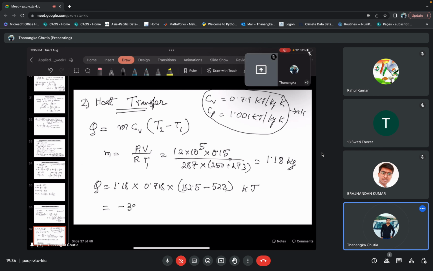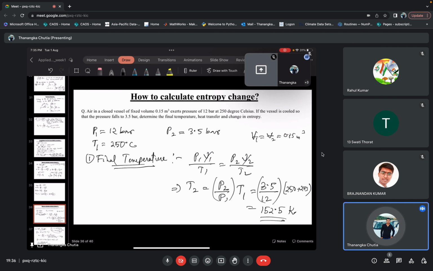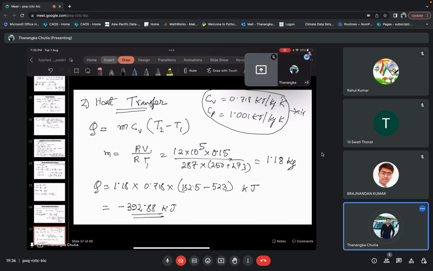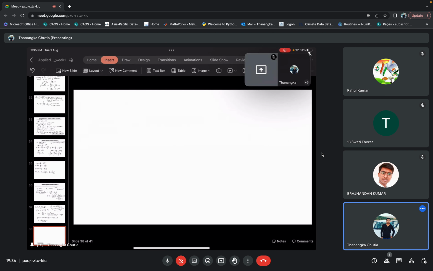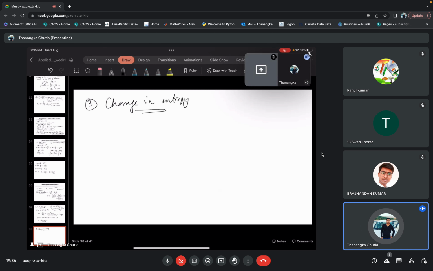Minus 392.88 kilojoule. Okay, so the next part is your change in entropy. So this is a constant volume process. So which formula will you basically use?